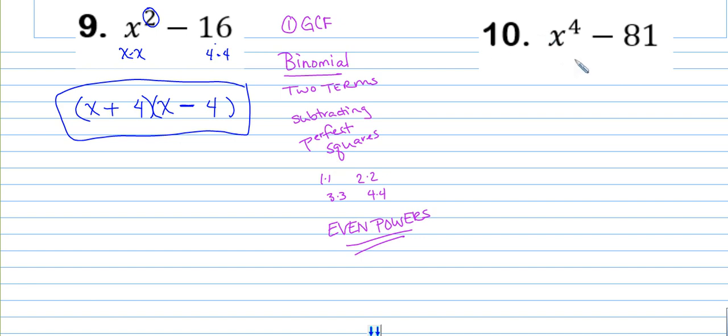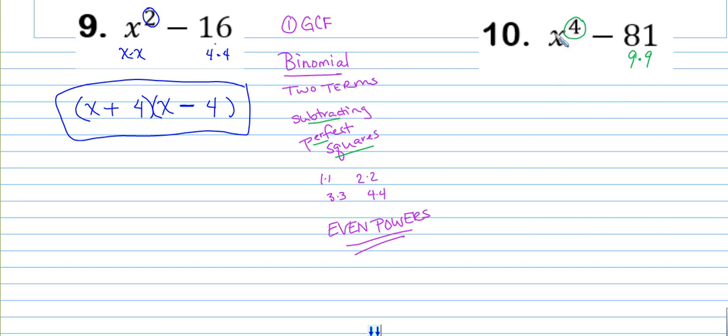So we look over here at number 10. We look for a GCF first. This has a 1, which means there's not going to be a number one, and then they don't both have letters, so you can't take out a GCF. So we have a binomial. If you have a binomial and there's no GCF, odds are you're probably going to be subtracting perfect squares. We look for an even power. Well, 4 is an even number. And then 81 is 9 times 9. That should be an easy perfect square for you to know.